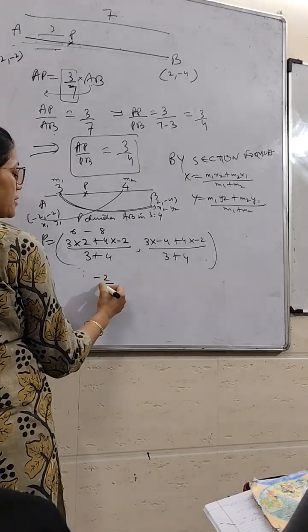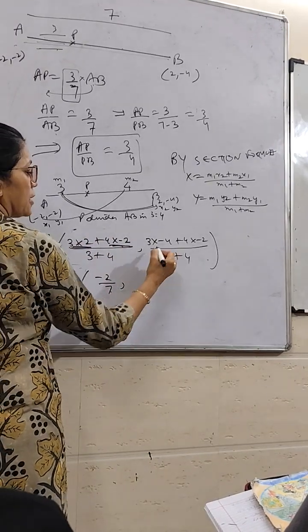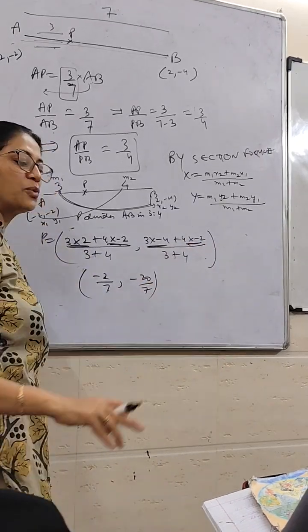What is 6 minus 8? This is 6, this is minus 8. Minus 2 over 7. Minus 12 minus 8. Minus 20. So these are things.